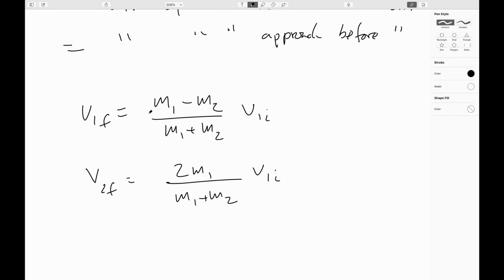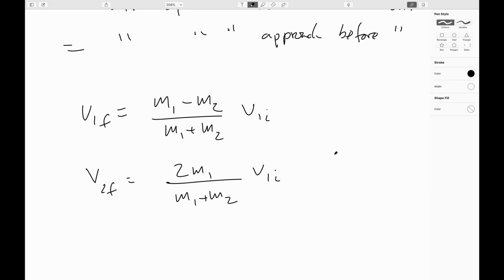So if M1 is really big, M1 minus M2 is just a shade under M1, and M1 plus M2 is just a shade over M1. So you get a fraction that's just a shade under 1. So sure enough, the big thing just keeps on trucking. Ends up going just barely slower than it was before. But the object flying off, well, 2M1 over M1 plus M2 is just barely bigger than M1 itself. So this is a number just barely under 2. So that other thing just goes flying off.